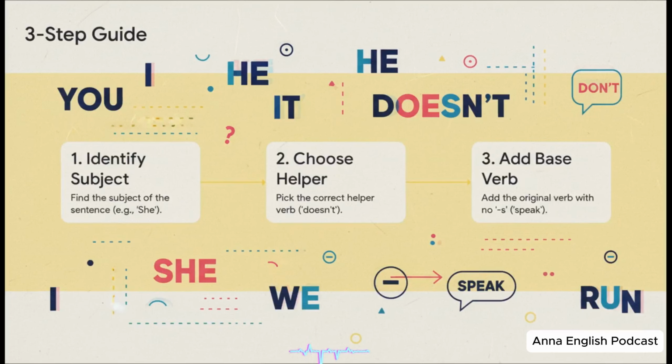Think of it like this. A simple 3-step guide you can use every single time. Step 1, just find the subject, like she. Step 2, pick the right helper for that subject, which is doesn't. And finally, step 3, just add the plain original verb, like speak. You put those pieces together and bam, a perfect negative sentence. She doesn't speak Italian.